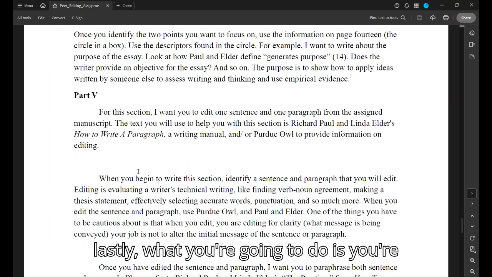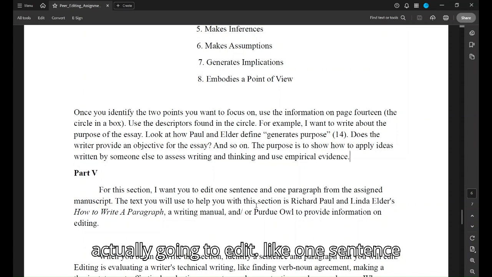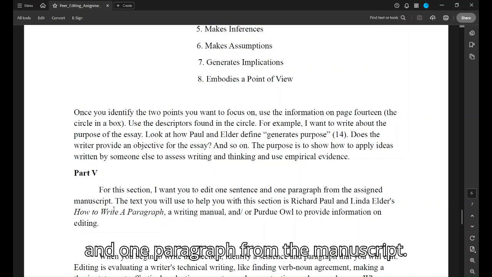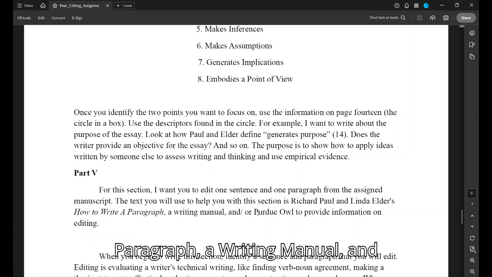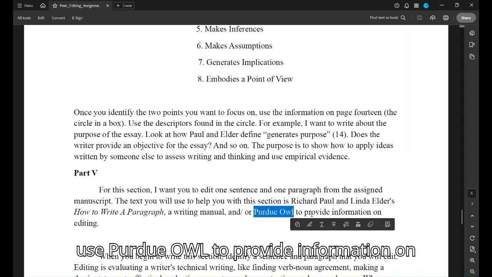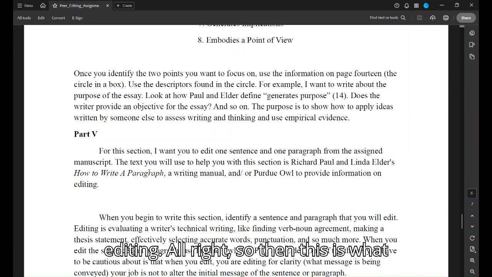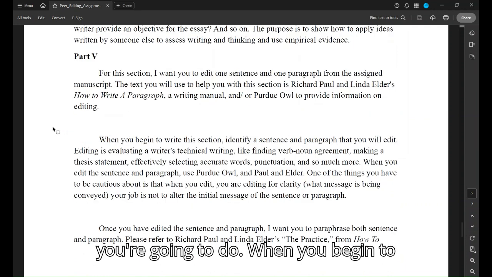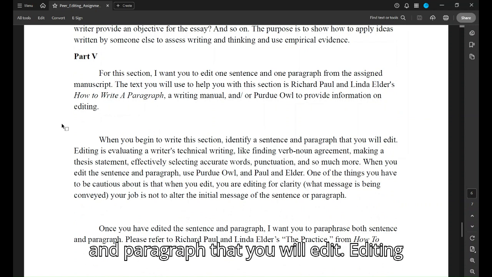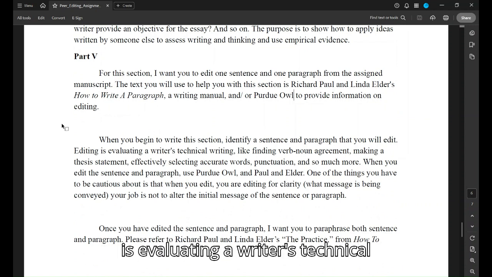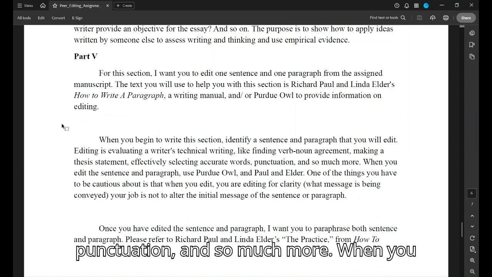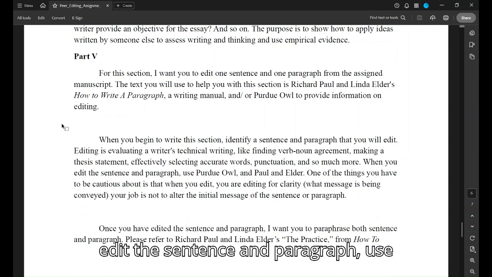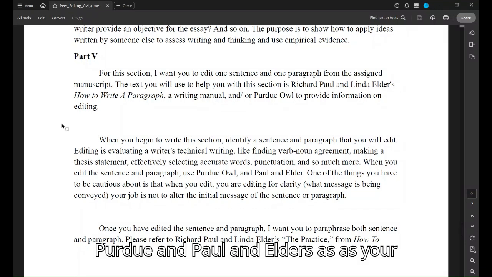Okay, and then lastly, you're going to edit one sentence and one paragraph from the manuscript. You're going to use Richard Paul and Linda Elder's book, How to Write a Paragraph, a writing manual, and use Purdue OWL to provide information on editing. All right, so this is what you're going to do. When you begin to write this section, identify a sentence and paragraph that you will edit. Editing is evaluating a writer's technical writing, like finding verb-noun agreement, writing a thesis statement, effectively selecting accurate words, punctuation, and so much more. When you edit the sentence and paragraph, use Purdue and Paul and Elder as your resources.